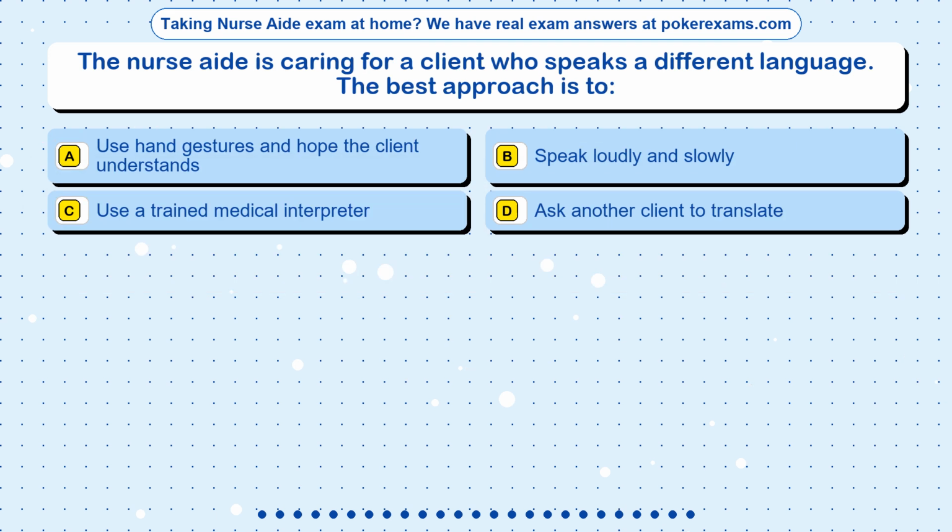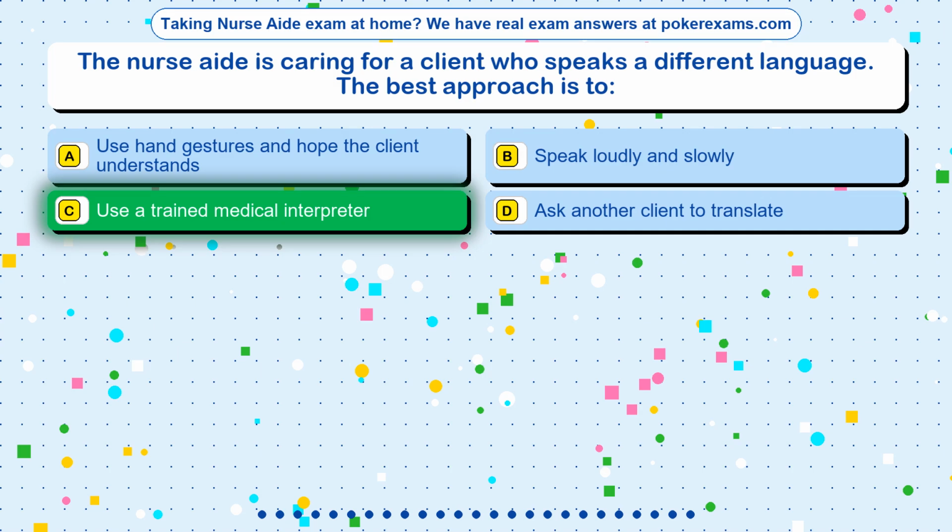Question 6. The nurse aide is caring for a client who speaks a different language. The best approach is to: Option A, use hand gestures and hope the client understands. Option B, speak loudly and slowly. Option C, use a trained medical interpreter. Option D, ask another client to translate.